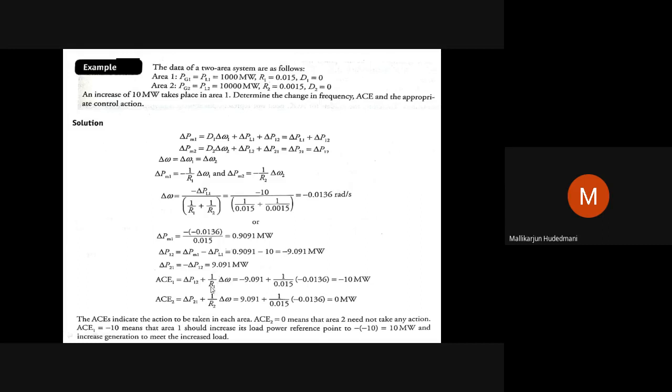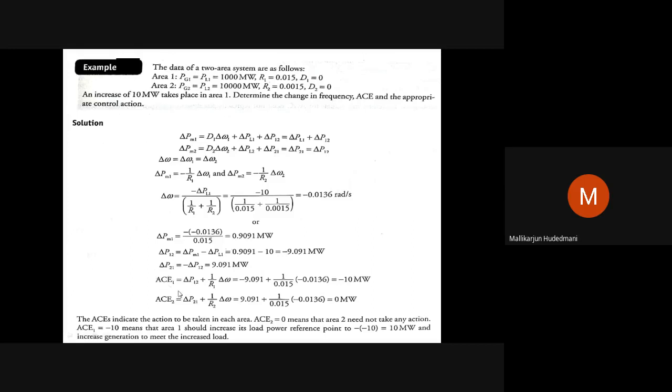Hence you will find only 1 by R1 into delta omega. This K1 into delta P12, K1 is 1 here. K1 is not at all mentioned. K1 is 1. Delta P12, K1 is 1 plus beta 1, 1 by R1 plus D1, D1 is 0, into delta omega. This equation becomes minus 9.091, whatever the delta P12 we got from the energy balance of the area number 1, plus 1 by R1 into delta omega, which causes a 10 megawatt error in the area 1.